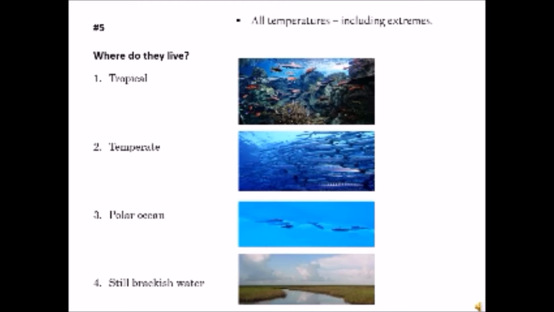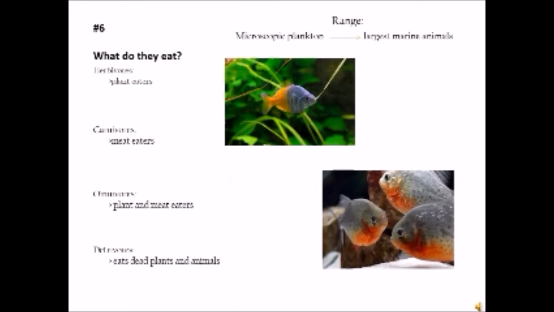Where do they live? In all temperatures, including extreme temperatures. They are found in tropical, temperate, polar, and brackish water, or very salty water. What do they eat? Osteichthyes are either herbivores, carnivores, omnivores, or detritivores. Their food ranges from microscopic plankton to the largest marine animals.